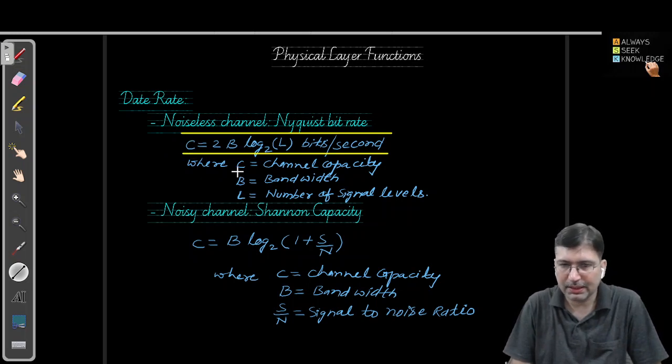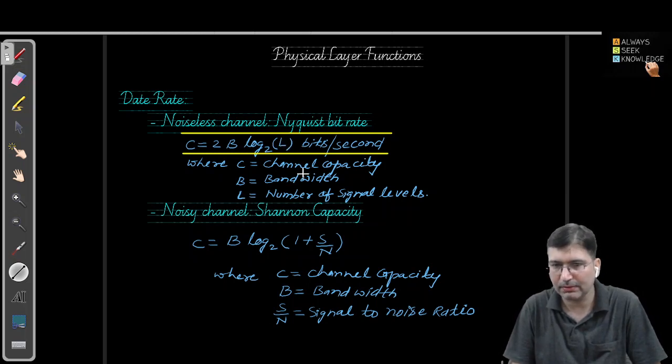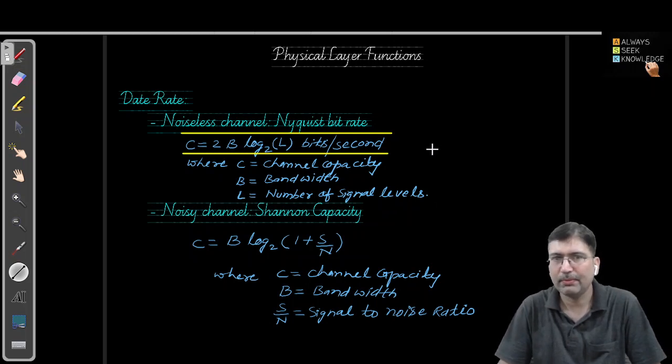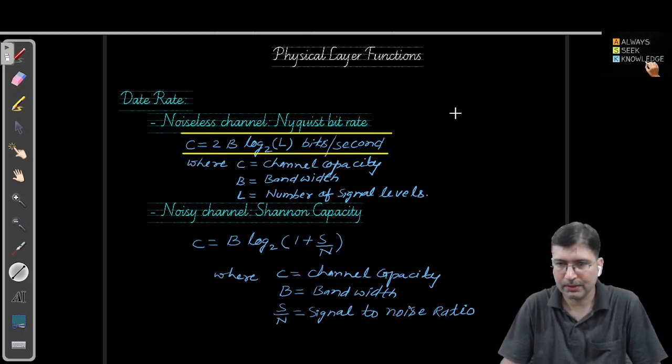So C is the channel capacity here, B is the bandwidth, and L is the number of levels in the signal. So if we have a binary signal, it has two levels. Let's say if we are having a signal like this, it will be 0 or 1. It has only two levels, right? Like this.